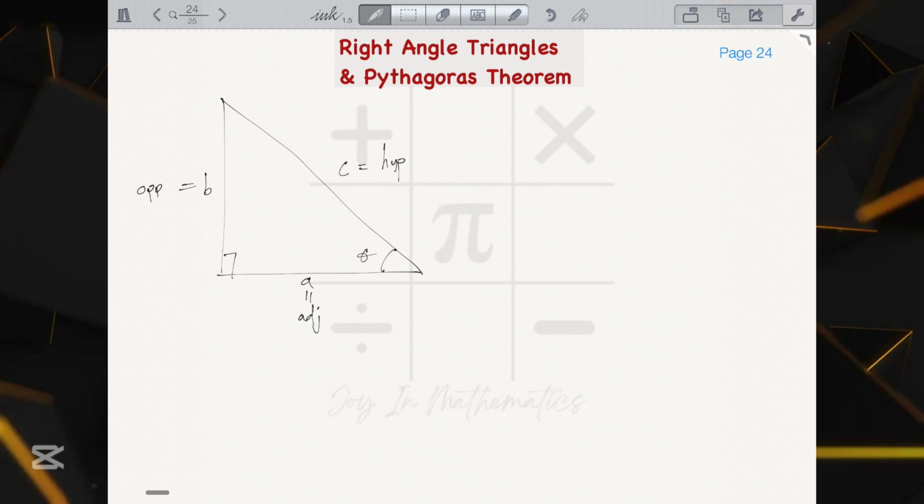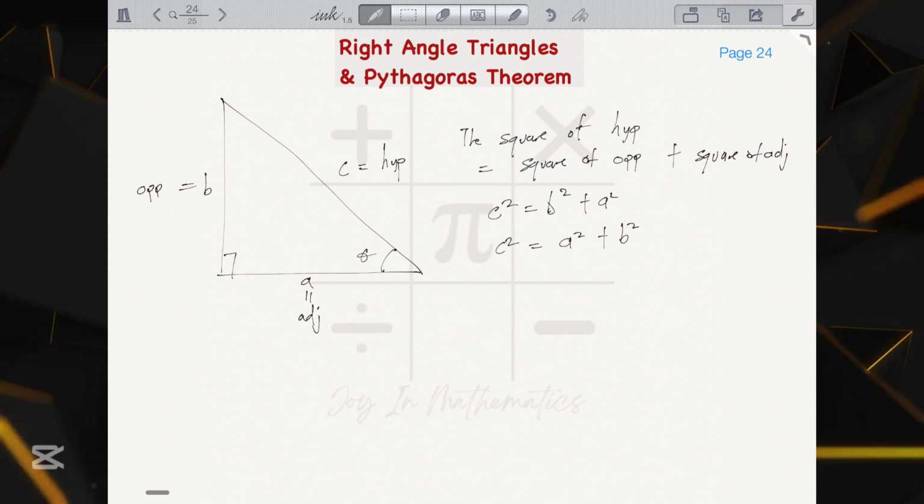Now the Pythagoras theorem states that the square of the hypotenuse is equal to the square of the opposite plus the square of the adjacent. So in essence, we are saying that c squared is equal to b squared plus a squared, which we can also say is c squared equals a squared plus b squared.